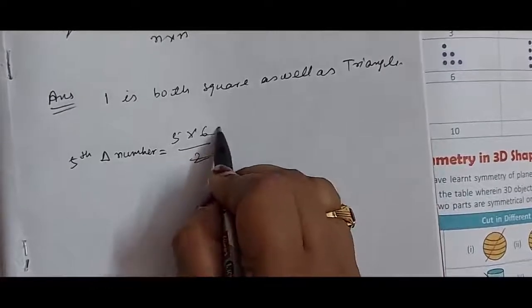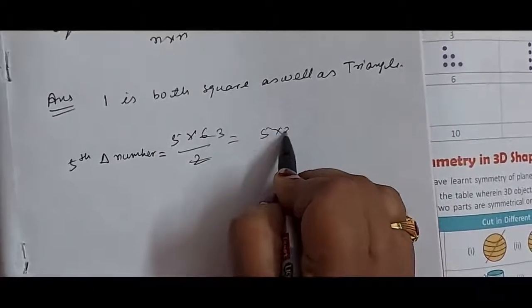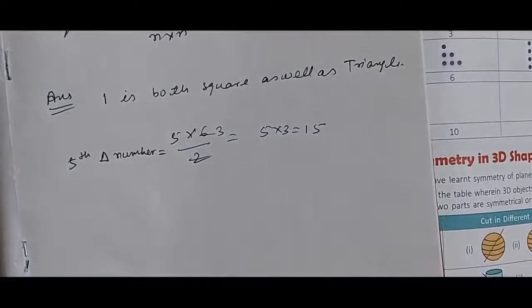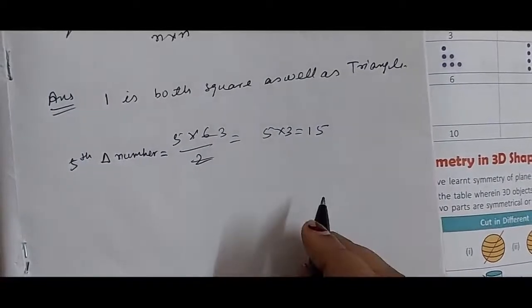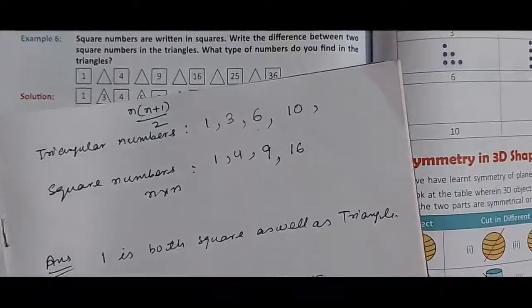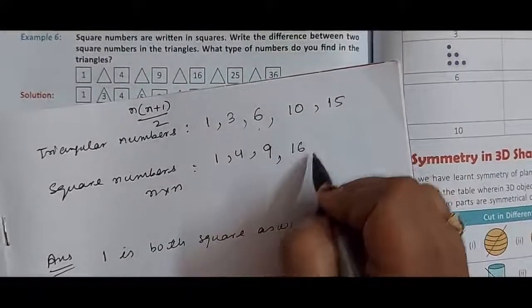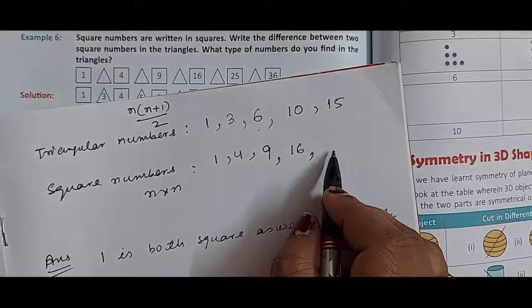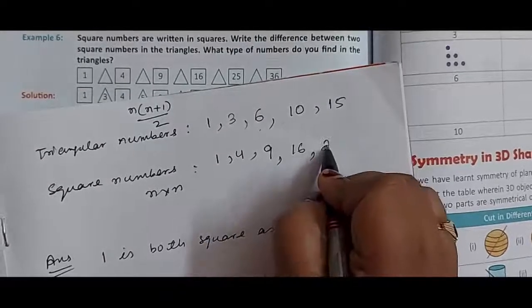So what will you get? 2 3s are 6. So what will you get? 5 into 3 equals 15. So after 10 we will write here 15. And here after 16, what will be the next square? It is 5 square, 25.